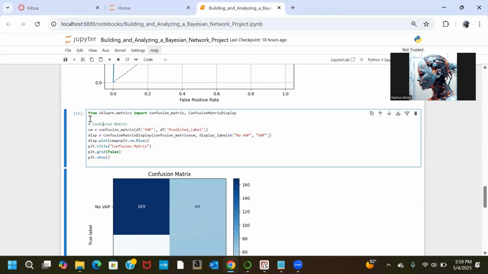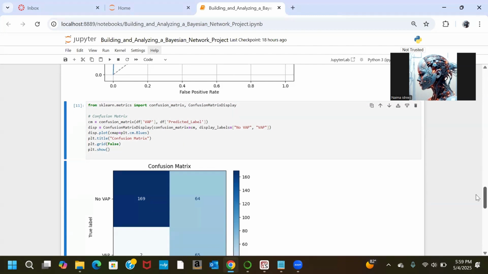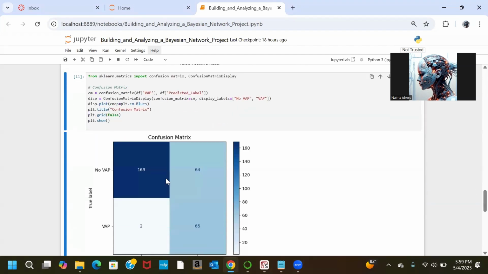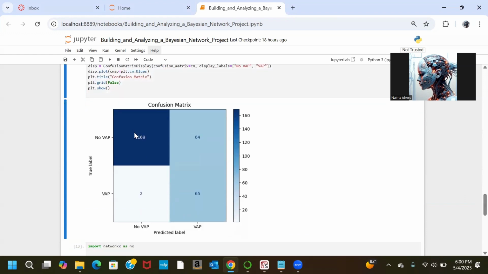Okay, so here the another segment in this part is the confusion matrix, and this compares the true VAP labels, in the form of data frame, with the data frame of predicted labels. So the output is a 2 by 2 matrix. And you see here in the blue, the value 169 shows the true negatives, for no VAP, who actually don't have VAP. So the model correctly identified 169 of them as negative.